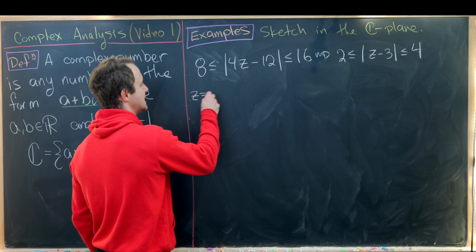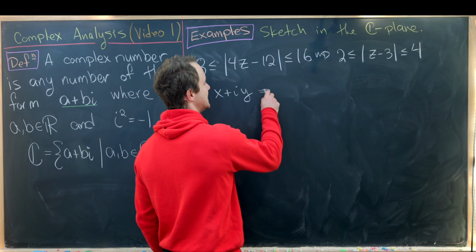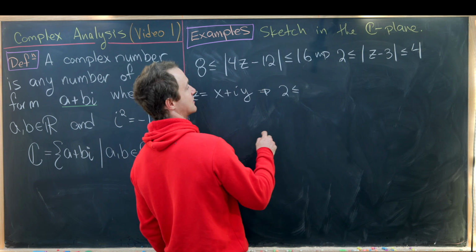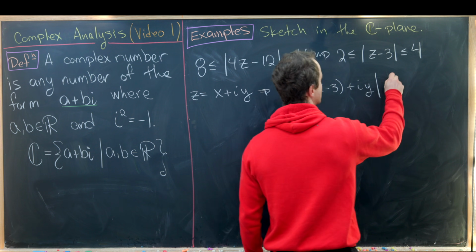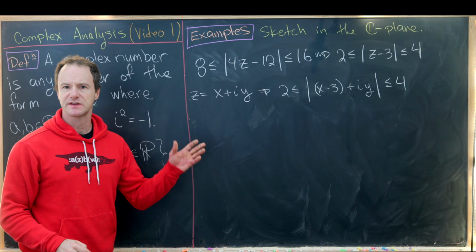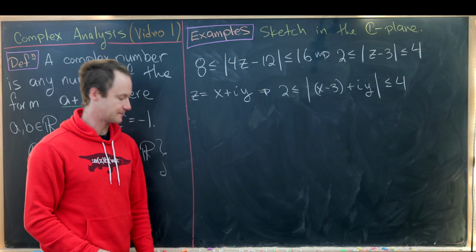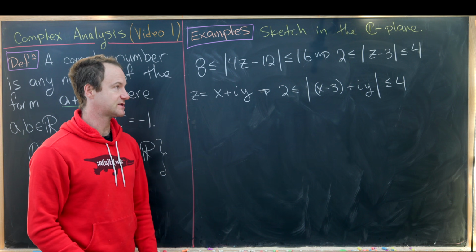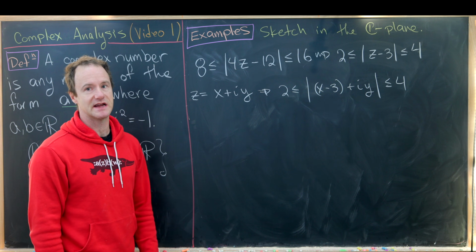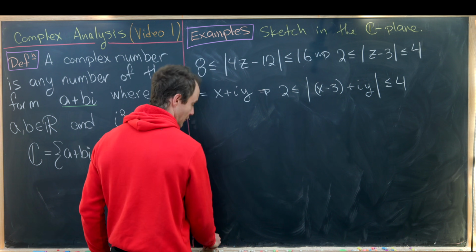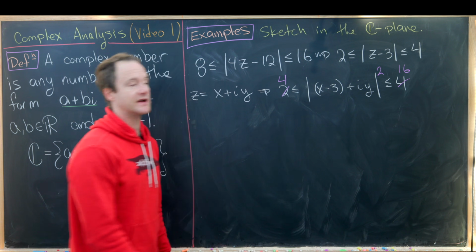And now let's set z equal to x plus iy again. Okay, so writing this with this version of z gives us 2 is less than or equal to the modulus of x minus 3 plus iy, which is less than or equal to 4. So something that looks like that. So notice I grouped my 3 with the real part of z. Now I'll square all parts of this just because the modulus of a complex number squared is a little bit nicer to write down than just the modulus. And that will give us a 4 here, a 16 here if we square this.